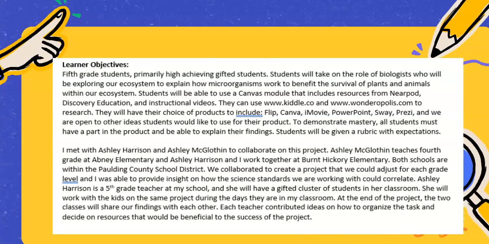The learning objectives, down here at the bottom, it talks about the people I work with. This is Ashley Harrison and Ashley McLaughlin. Ashley works at Burnt Hickory Elementary with myself, and Ashley works at Abney Elementary, still all within the Palm County School District. Ashley teaches 5th grade. I am a gifted educator, and Ashley McLaughlin teaches 4th grade. So we all worked together and found a standard that we could all work on and collaborate with together to make this Engaged Learning project a success.